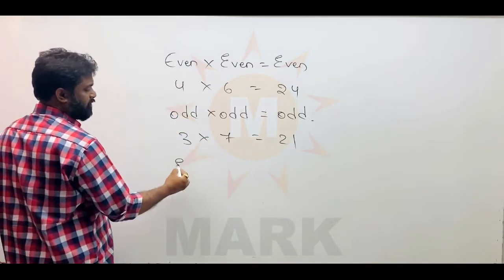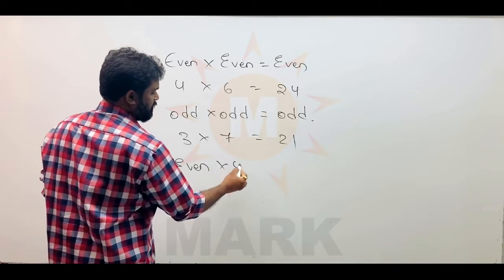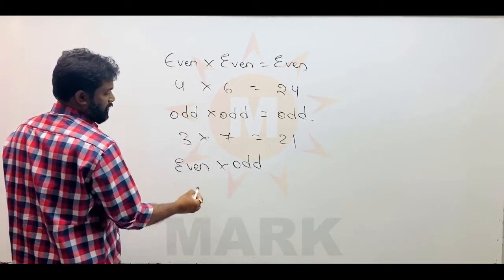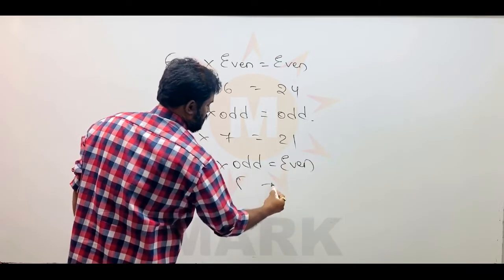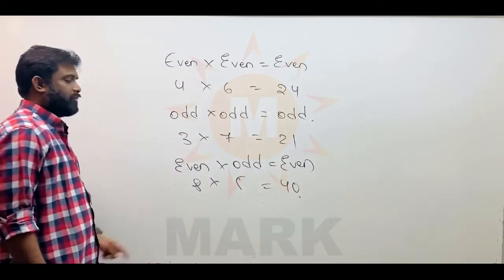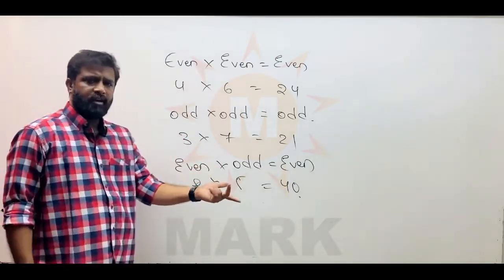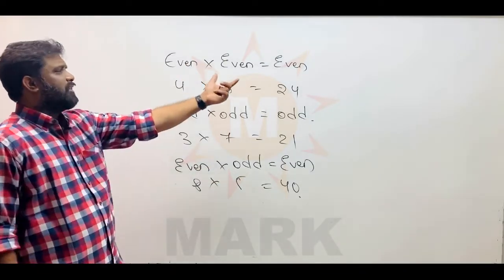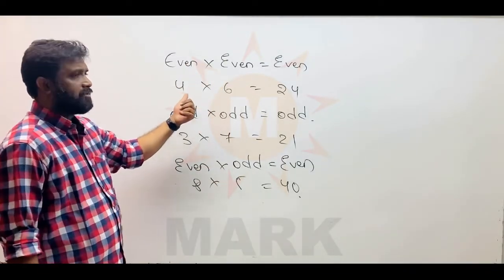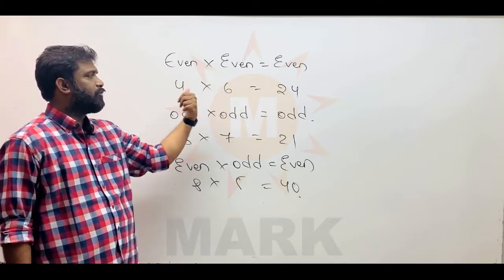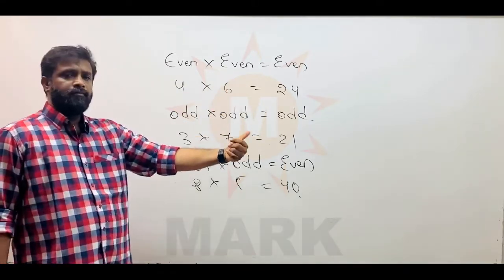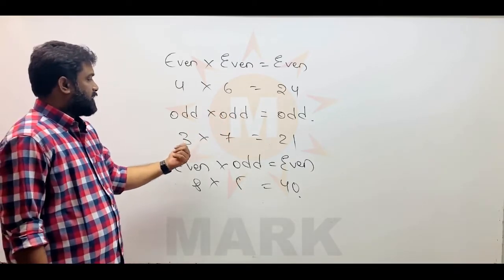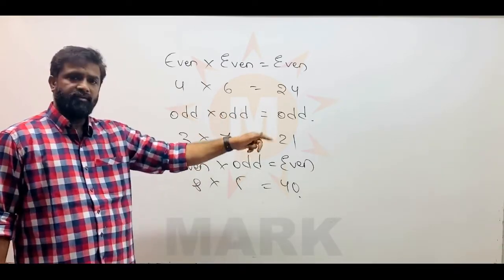Suppose you make a mix of both, even into odd, that is 8 into 5, that is also even. Even into odd also will make even, 14. Odd into even also will give even number. So even into even will give even number. So we have taken some examples. 4 is even, 6 is even, 4 into 6, 24 is also even. So odd into odd also will give odd values. So 3 is odd, 7 is odd, 3 into 7, 21, which is also odd.